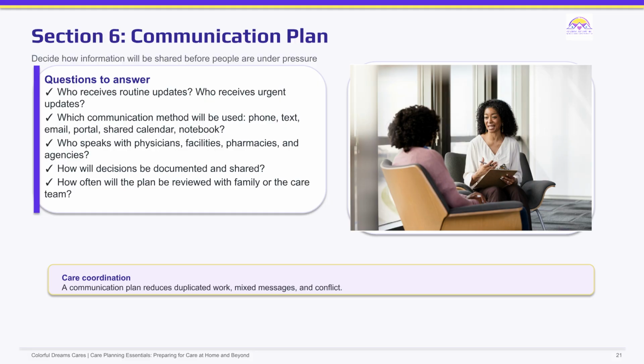Section 6 introduces the communication plan. Avoid communication breakdowns by deciding early on how information will be shared. Who needs routine updates versus urgent ones? Determine which methods you will use and keep a written log of decisions to ensure everyone stays on the same page.